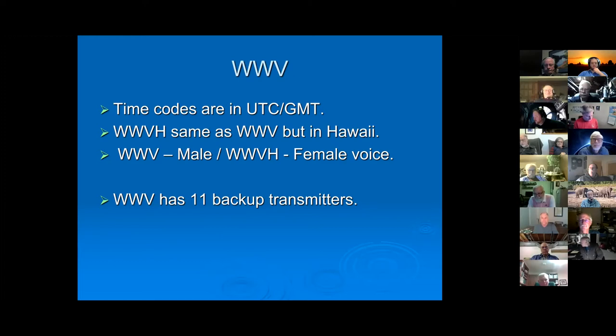There is a whole set of standards out there that you can read through on how they interlace the information that comes from these different locations for WWV. It's quite interesting, but you've got to be a techie guy to wander through that stuff to figure out what it means and how they interlace that information. Interesting thing there at Fort Collins for WWV, they have 11 backup transmitters and another whole host of other backup systems.